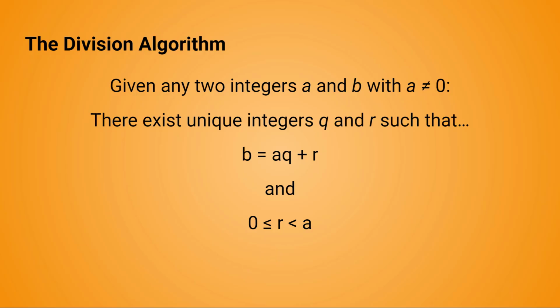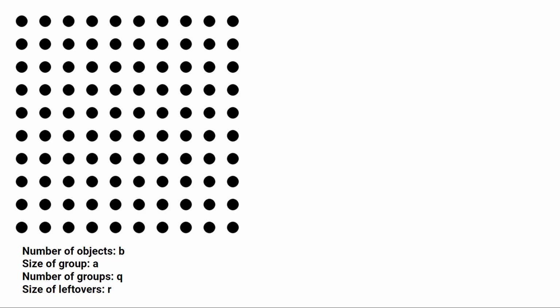Let's actually think about why the division algorithm works. Let's say that b is bigger than a. So we have a bunch of things whose precise number is b that we want to package up into groups of size a.